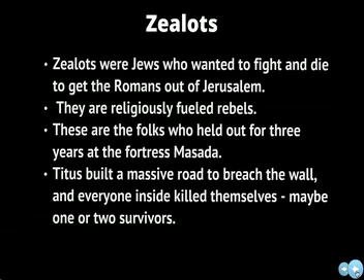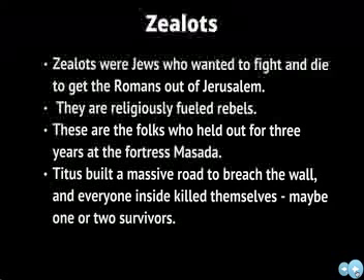They were just people who talked a lot of talk, but really didn't do anything until a couple of critical battles. But they're not, in other words, a gang of Jews in Jerusalem who go around killing Roman soldiers. They are simply Jews that believe they want to fight and die to get rid of the Romans. They are religiously fueled rebels, and they are the folks that held out for 3 years at the fortress Masada, which was built by Herod the Great.